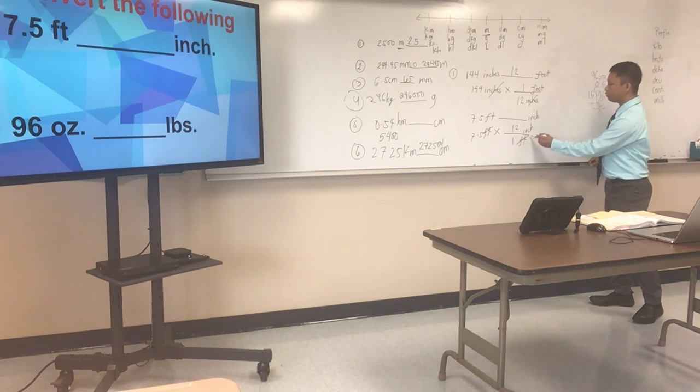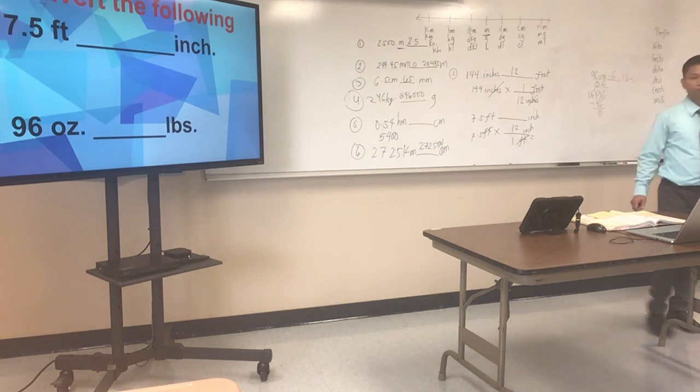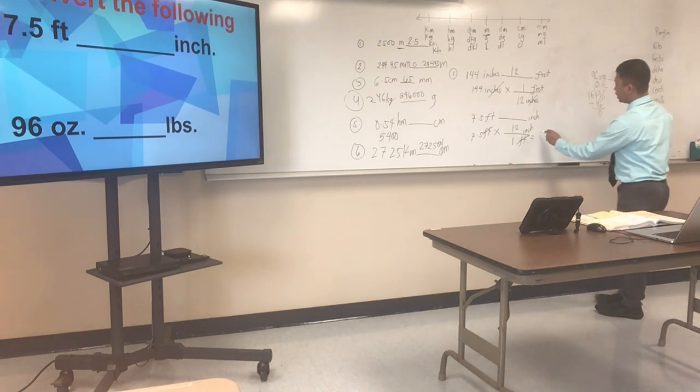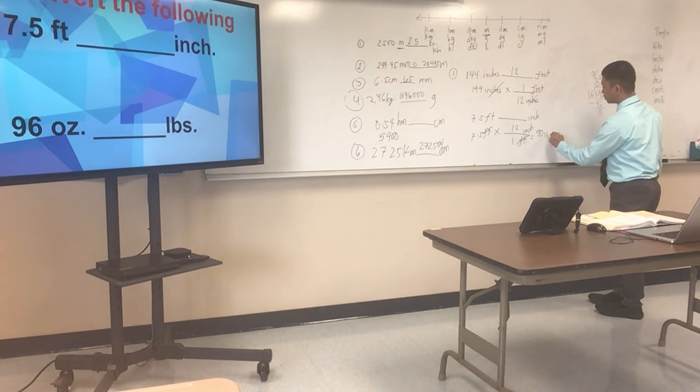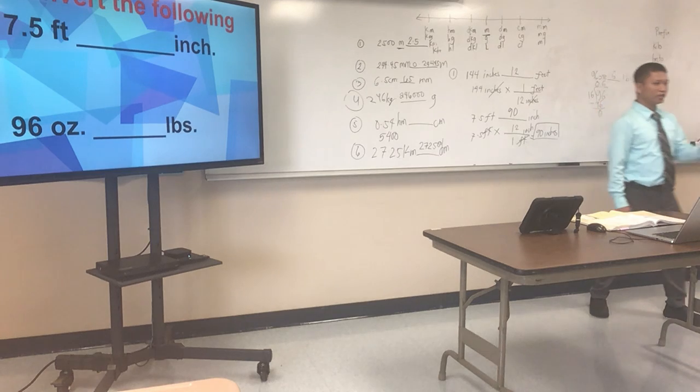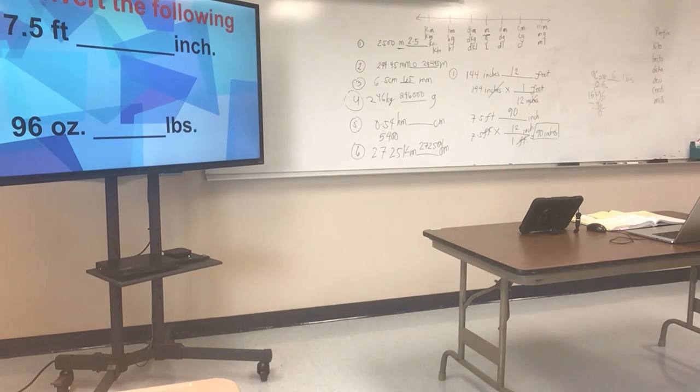So 7.5 times 12. What's 7.5 times 12? 7.5 times 12 is 90. Okay, that would be 90 inches. Told you I was right. That would be the answer, but you did. It's correct. It's just a matter of how you are going to show your solution. Okay, you just practice that one.